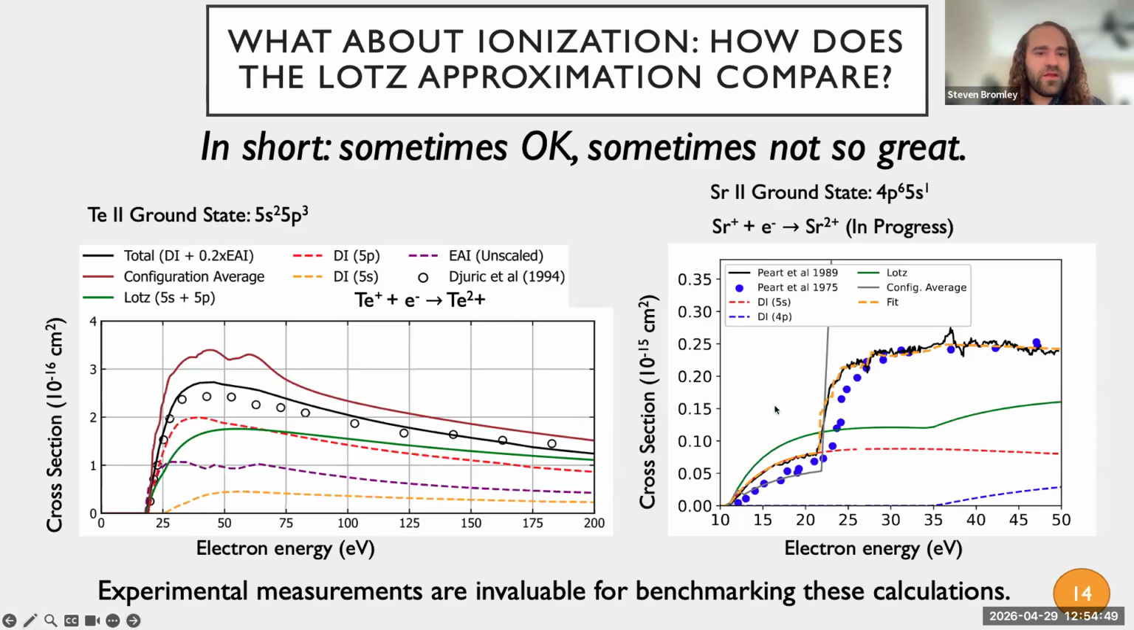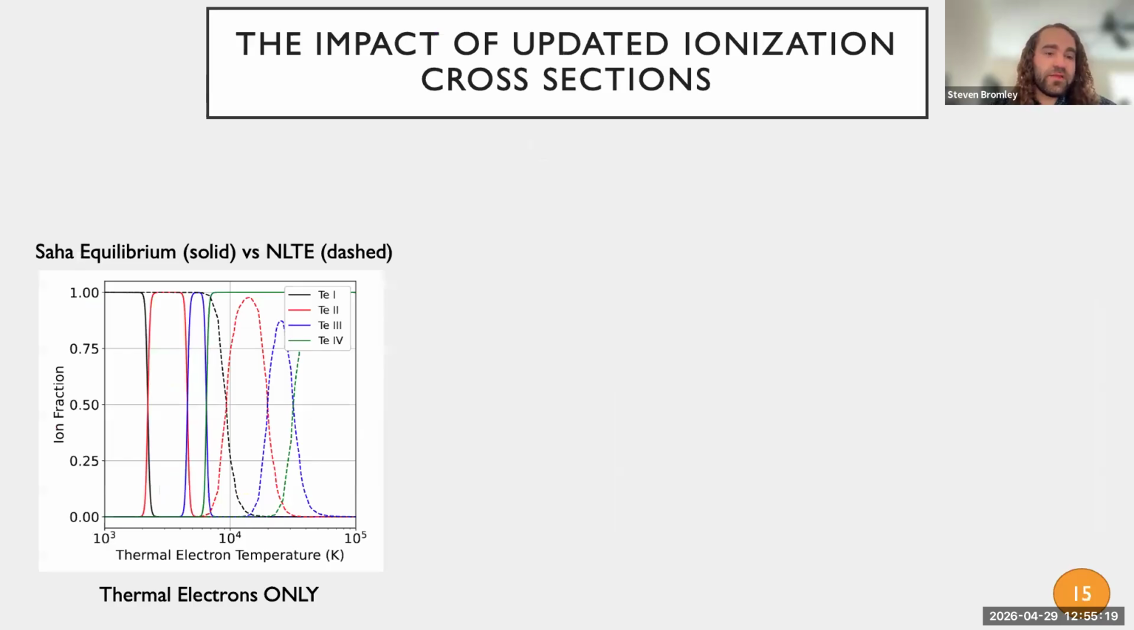On the right here, I'm showing the ionization of singly ionized strontium, and this is actually a case where the Lotz approximation does quite poorly. At very low energies, we have mostly direct ionization, where Lotz does reasonably well, but at a certain point, we have intershell excitation here, which gives rise to this huge excitation autoionization contribution, and in that case, the Lotz approximation is off by quite a bit. Just to give a flavor of why you might care about these cross sections, I can show a couple ionization balances using our updated data.